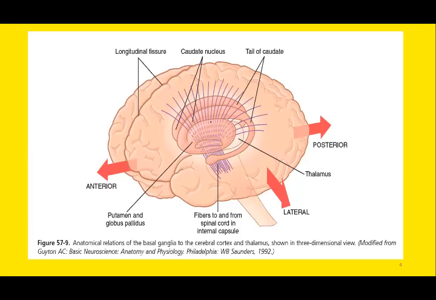Here you can see the figure, the location of the basal ganglia. This is the putamen and the globus pallidus. These are the nuclei of the basal ganglia. Caudate nucleus, another nucleus of basal ganglia. You can appreciate the location. And all these nuclei of basal ganglia are made up of gray matter.